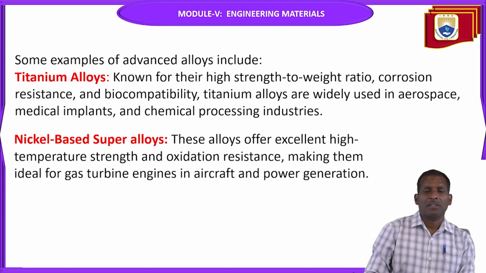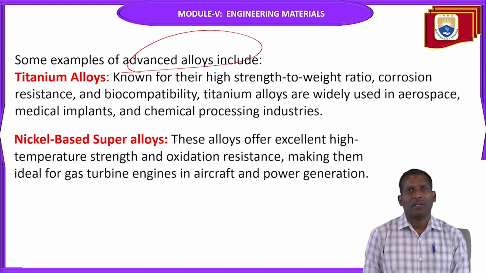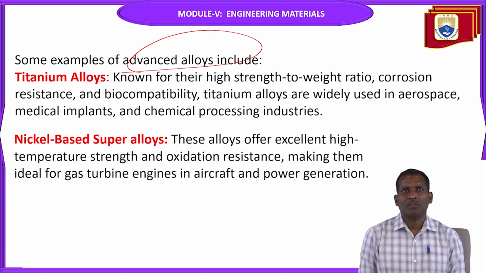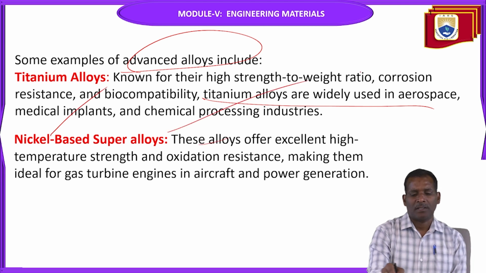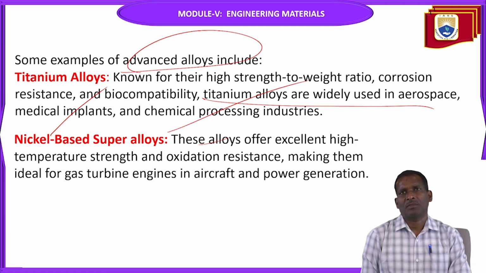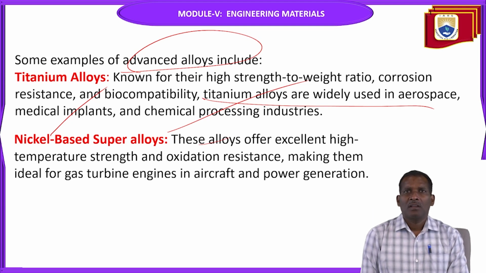Some examples of advanced alloys include titanium alloys and nickel-based superalloys. Known for their high strength-to-weight ratio, corrosion resistance, and biocompatibility, titanium alloys are widely used in aerospace, medical implants, and chemical processing industries.